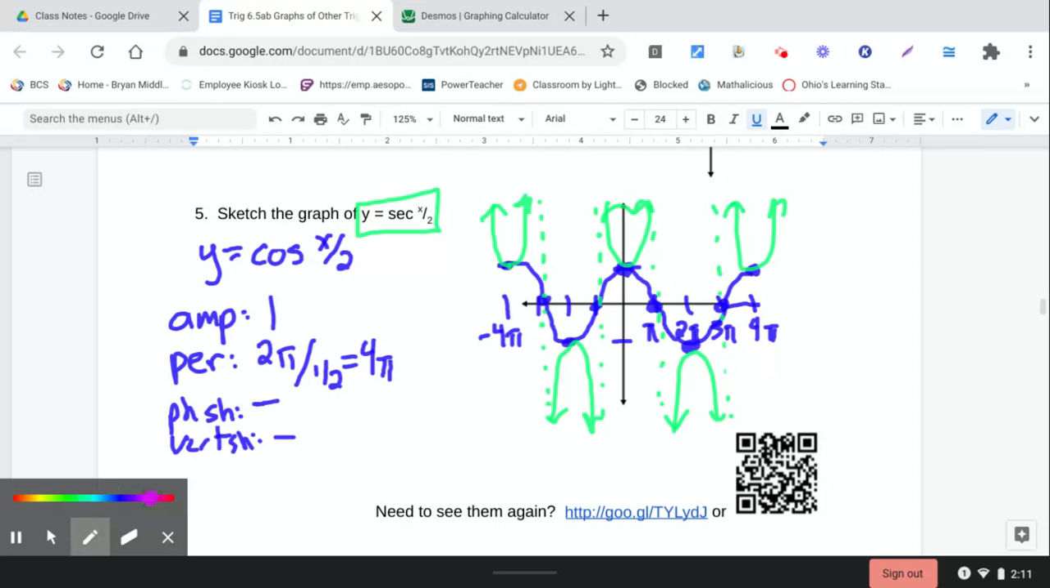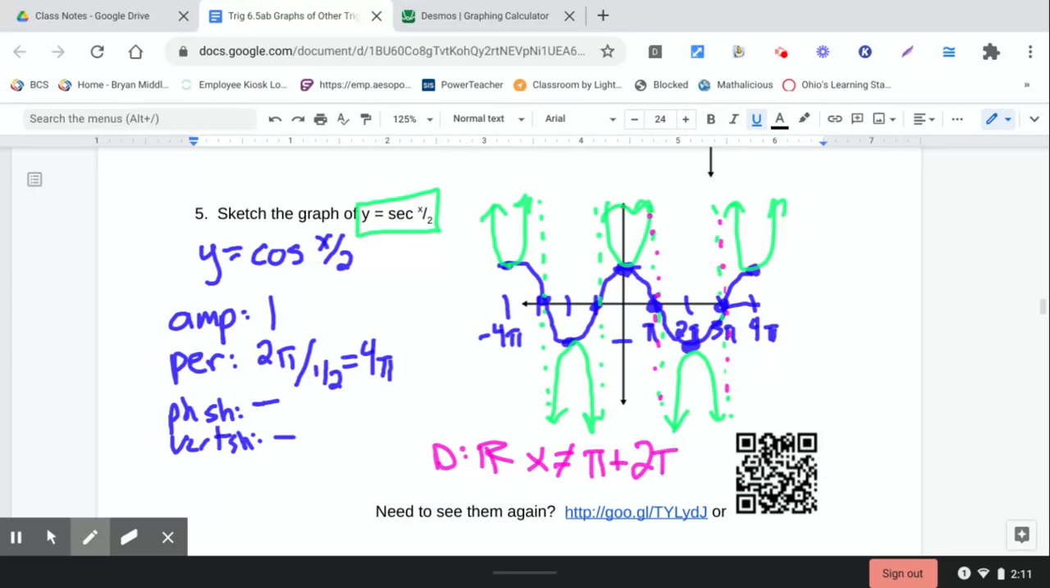Now, I do want to point out the domain and range. The domain is all real numbers except where the asymptotes happen. So we'll just go to this first asymptote at pi, and then the next asymptote is 2 pi later. So they're going to happen every 2 pi n. The range is greater than or equal to 1 and less than or equal to -1.